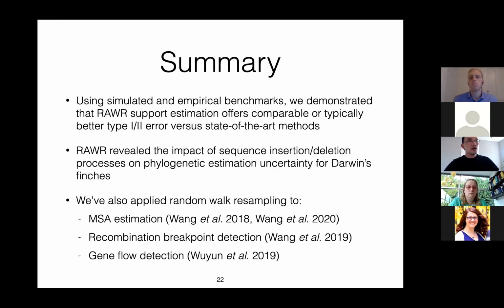In summary, I've just talked about some of our lab's work looking at phylogenetic support estimation using a new approach referred to as RAWR, and we were able to show that RAWR offers some key performance advantages in terms of type 1 and type 2 error compared to the state of the art. In our empirical study, which I highlighted at the very end, we showed that there is, at least in terms of our analyses, some substantial impact of sequence insertion and deletion processes on phylogenetic estimation uncertainty for this very charismatic clade. I'll briefly point out that this is not the only application of random marker sampling that we've explored.